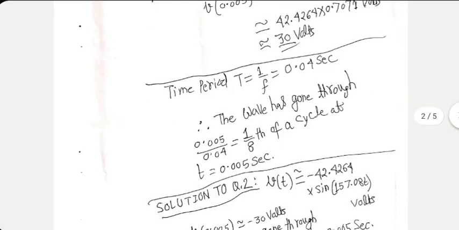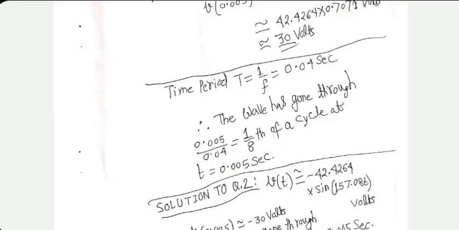Time period is 1 upon f, which is 0.04 second. And in 0.005 second, the fraction of the cycle that you have completed is 0.005 divided by 0.04, which is 1/8 of the cycle. That's the answer. At small t equal to 0.005 second, the wave has completed 1/8 of the cycle.